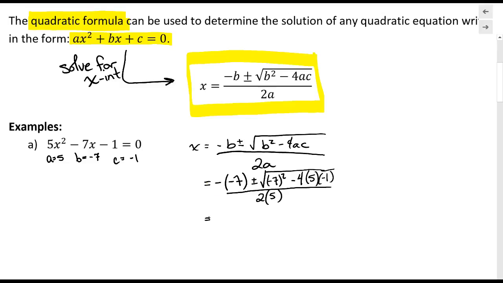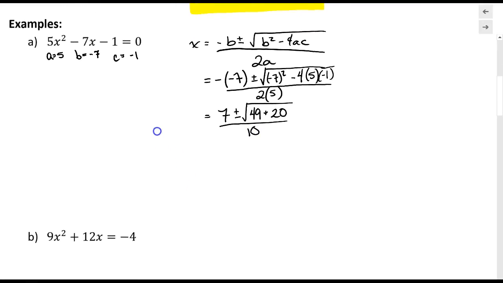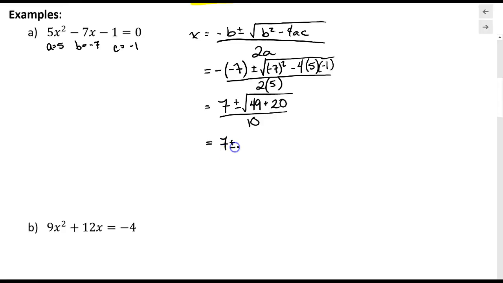So we'll see what we can simplify. A negative and a negative is a positive, so we're left with 7 plus or minus the square root of 7 squared, which is 49. Negative times a negative is a positive, so I'm going to be adding 4 times 5, which is 20, divided by 2 times 5, which is 10. I can keep going from here. 7 plus or minus the square root of 69 divided by 10. Okay, so that's one option.